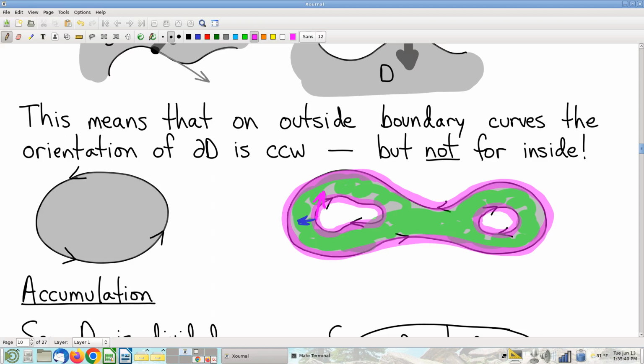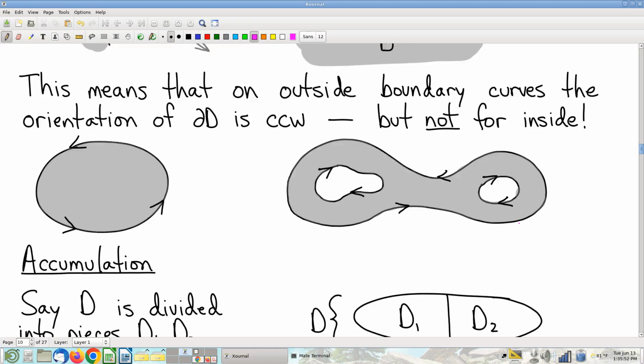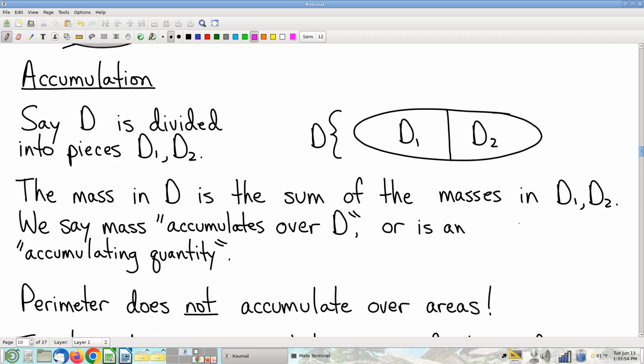All right, so please don't make the mistake of thinking, oh, yeah, just counterclockwise. It's as simple as that. It's not, right? You've really got to think about it depending on the geometry of your region. Okay, so that's the first idea that I wanted to throw out there.